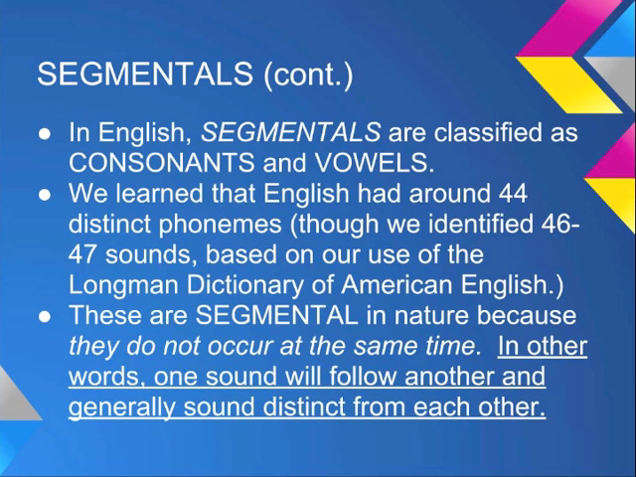In English, segmentals are classified as consonants and vowels. We learned that English had around 44 distinct phonemes, though we identified 46 to 47 sounds based on our use of the Longman Dictionary of American English. These are segmental in nature because they do not occur at the same time. In other words, one sound will follow another and generally sound distinct from each other.